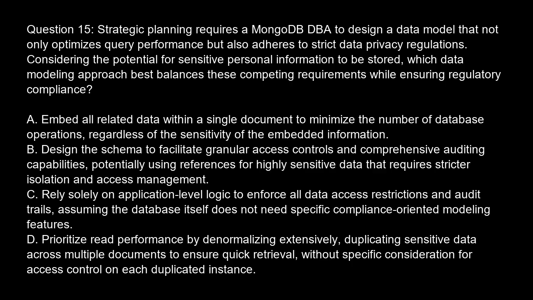Option C. Rely solely on application-level logic to enforce all data access restrictions and audit trails, assuming the database itself does not need specific compliance-oriented modeling features. Option D. Prioritize read performance by denormalizing extensively, duplicating sensitive data across multiple documents to ensure quick retrieval, without specific consideration for access control on each duplicated instance.